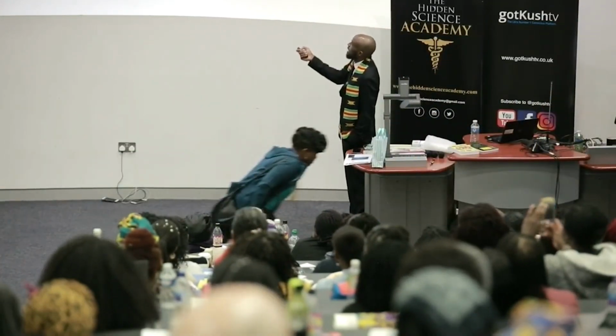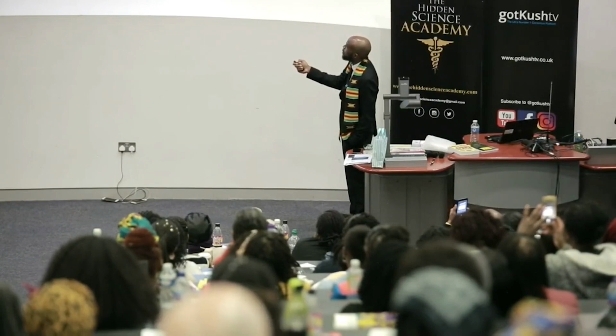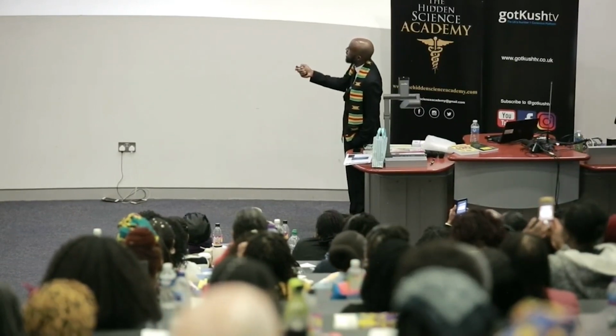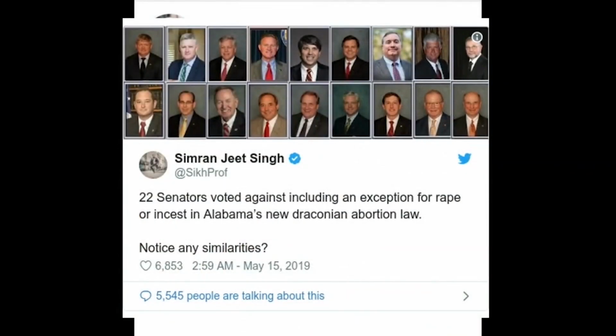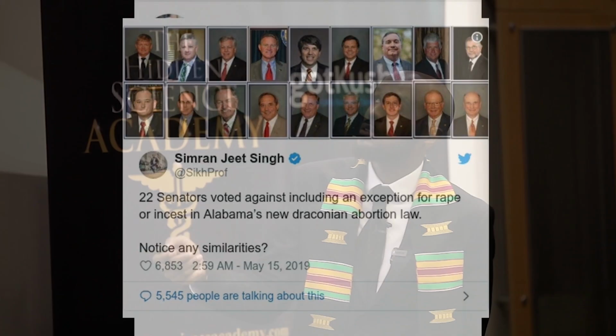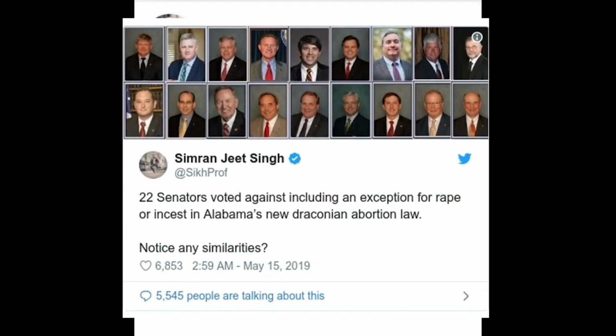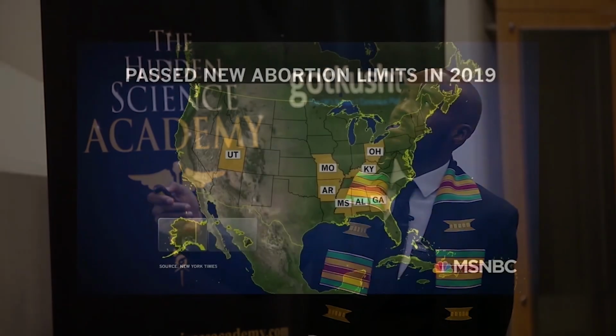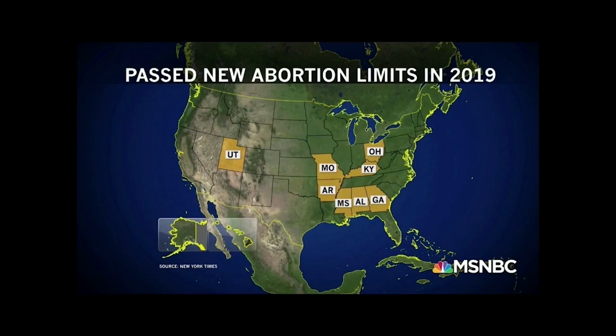So look at this. This guy from Twitter said 22 senators voted against including an exception for rape or incest in Alabama's new draconian abortion law. And these are the people that said, hey, listen, I don't care how you got pregnant, you've got to have that baby. Yeah? Because we don't want the population to become imbalanced. They're at 3%, how dare them get to 4%? Yeah? Look at this. Again, this is America. Passed new abortion limits in 2019.